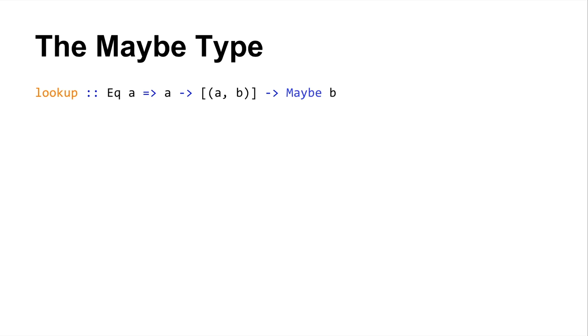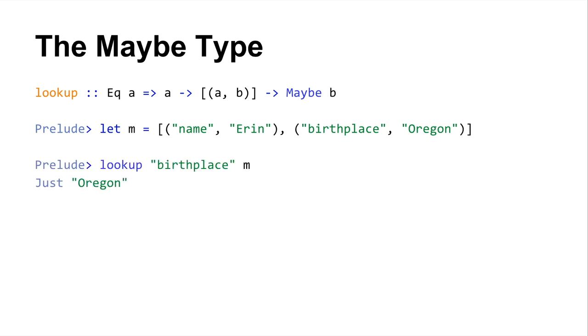So you're going to use something like lookup. You're going to have a map with keys of type A and values of type B. You're going to define one of these things, and look something up in it. If you're successful, you're going to get back Just string. And if you fail, then you've got this value that represents failure.